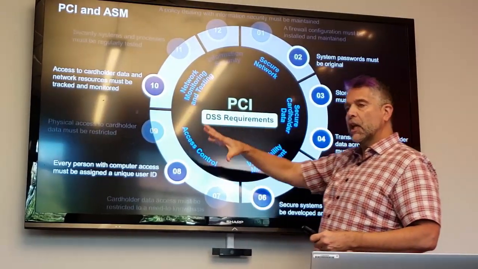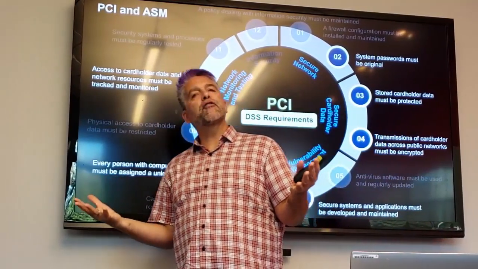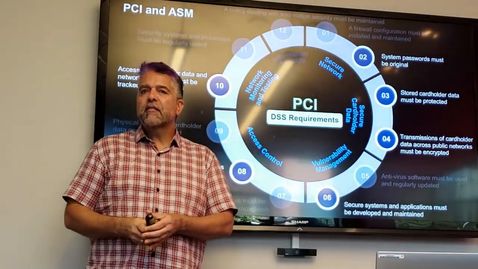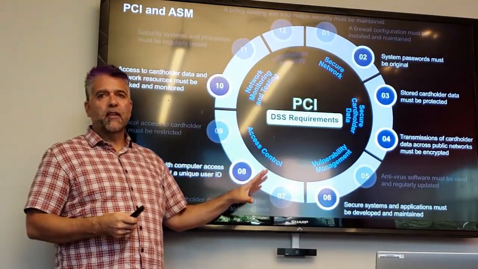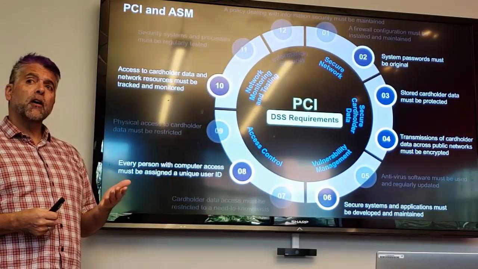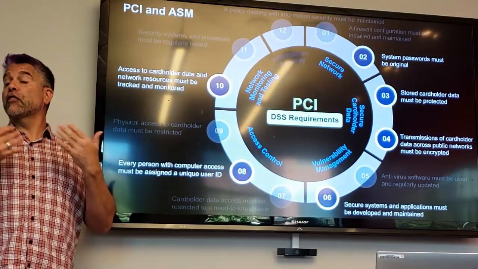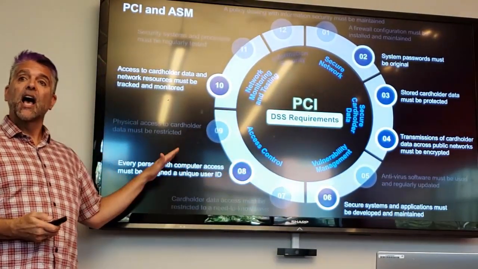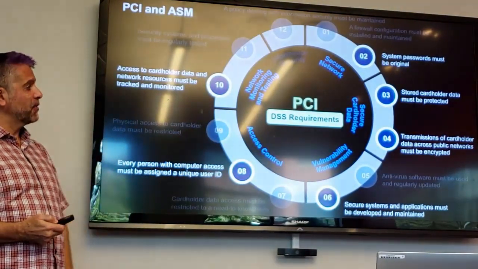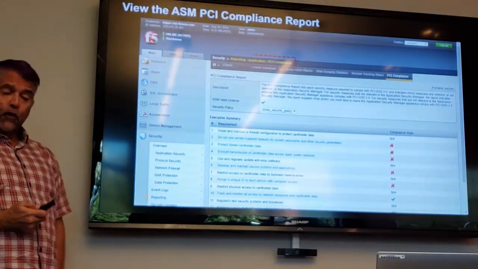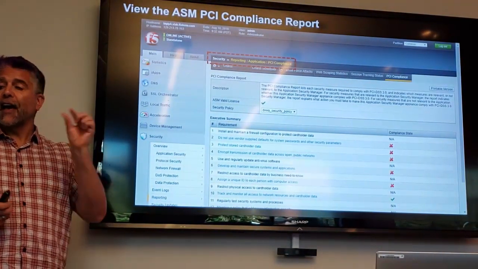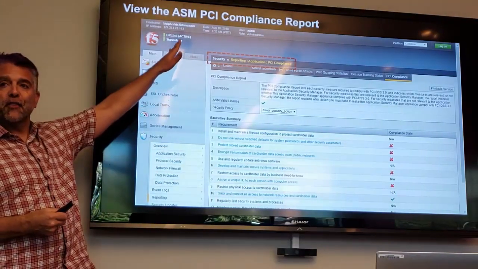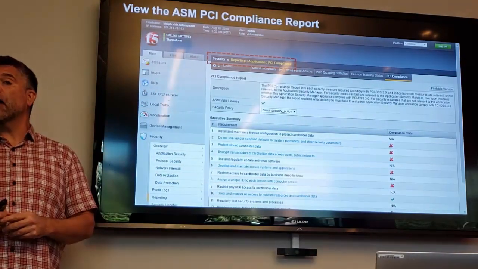So this has been a little information and history about PCI compliance, all these requirements. But now what we're going to talk about is how can we use a security policy in ASM to achieve these highlighted requirements. The first thing we want to look at is a fantastic, amazing report that we have under our ASM reports called our PCI compliance report.